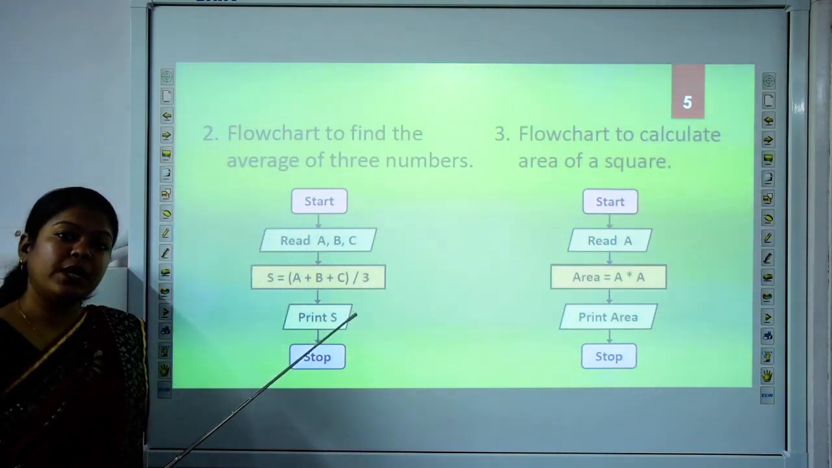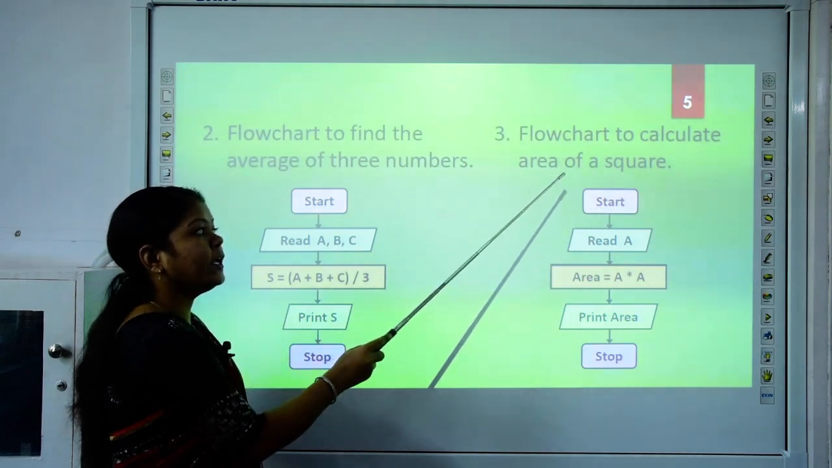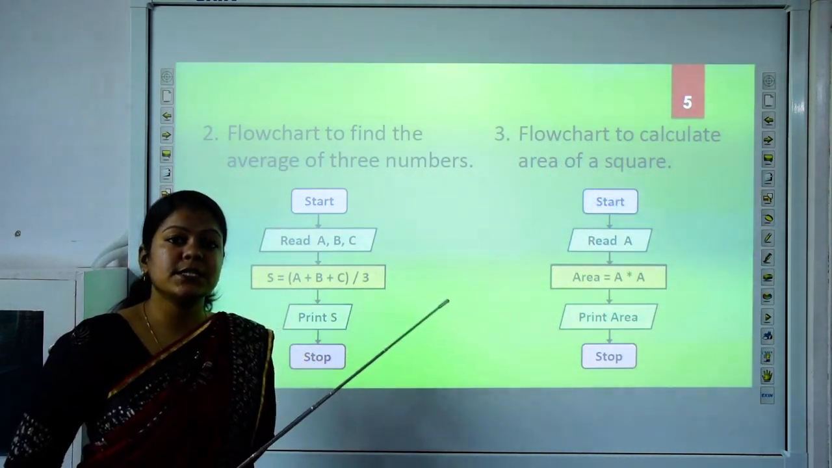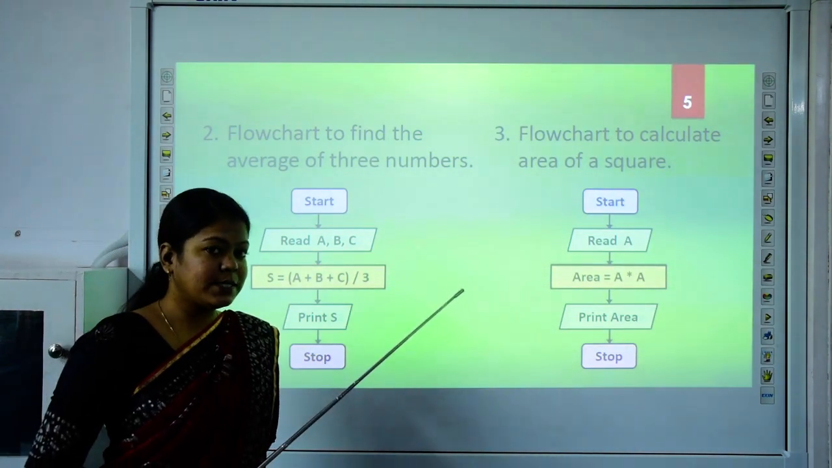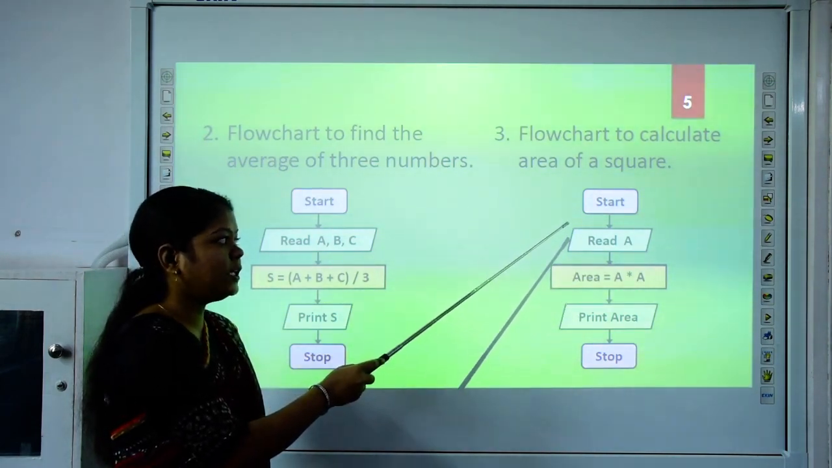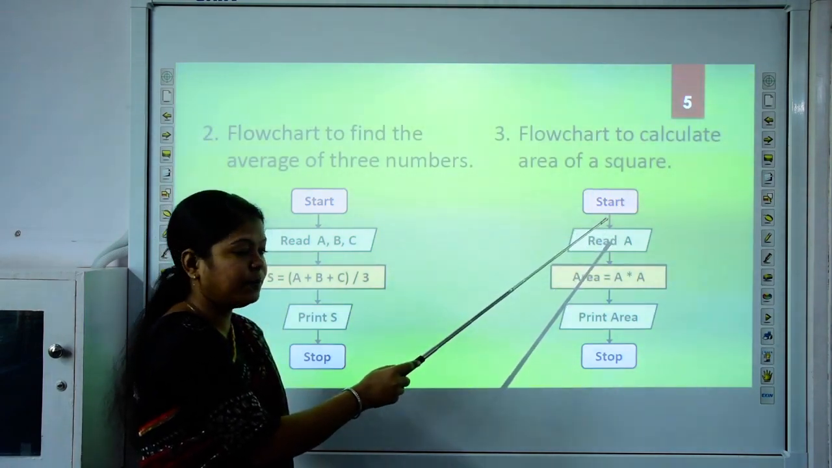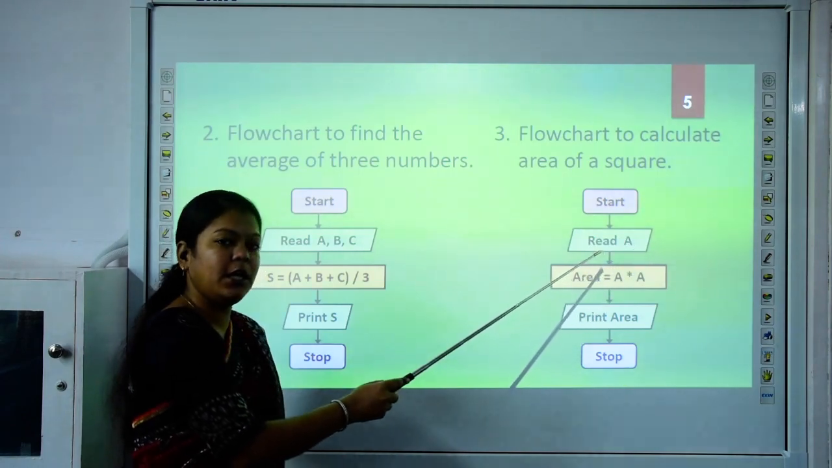Now, we will move to our next example, which is flowchart to calculate area of a square. Students, square is the shape which has 4 equal sides. Okay. So, we have to take only a single input here. So, now start the flowchart. To start the flowchart, again we have to draw the start box. This is your start box. Next, to take the input read A, we have to draw the input box.